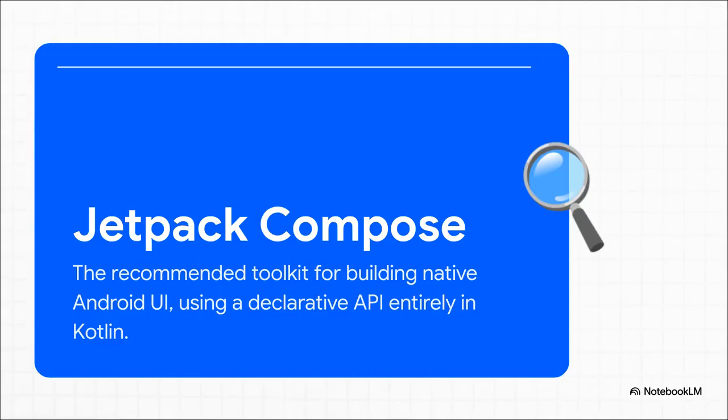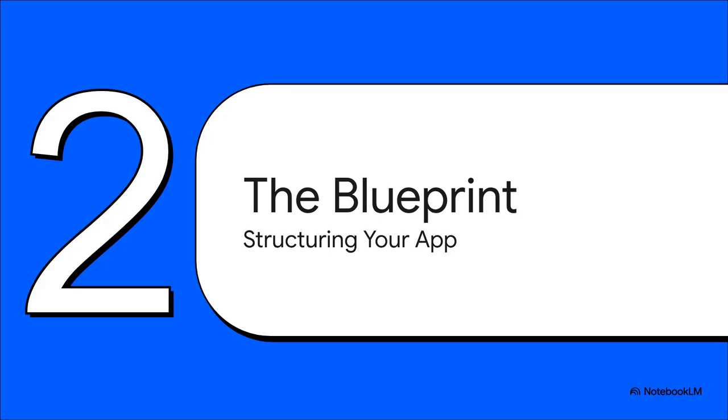Now, for the other half of this duo, Jetpack Compose. See, for years and years, we built Android UIs in these separate XML files, totally disconnected from our app's logic. Jetpack Compose completely flips that on its head. It's a real game changer. You build your entire UI right there in your Kotlin code just by writing functions. You basically just describe what your UI should look like for any given piece of data, and Compose takes care of all the hard work of drawing it. It's so much faster, way more intuitive, and it means your whole app lives in one language. It's awesome.